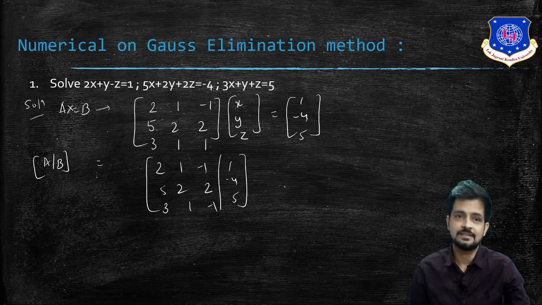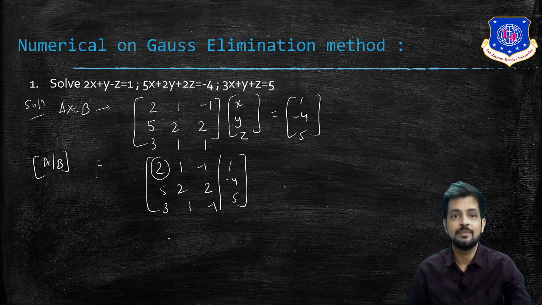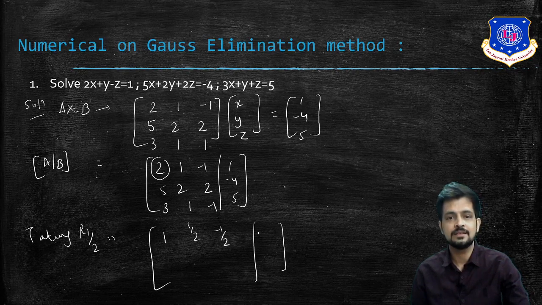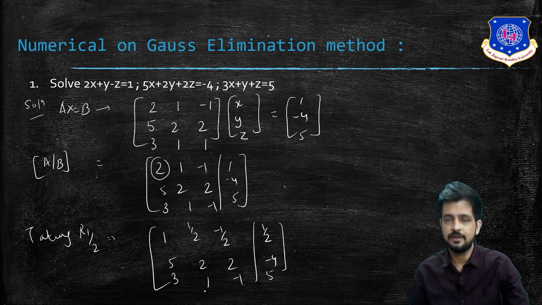Okay, what is our next step? Our next step is to make this element 1. How can we make this? See, we have to divide the first row by 2. So by taking R1 by 2, I can write here 1, 1 by 2, minus 1 by 2, and here 1 by 2. Then 5, 2, 2, minus 4, and 3, 1, 1 and 5.